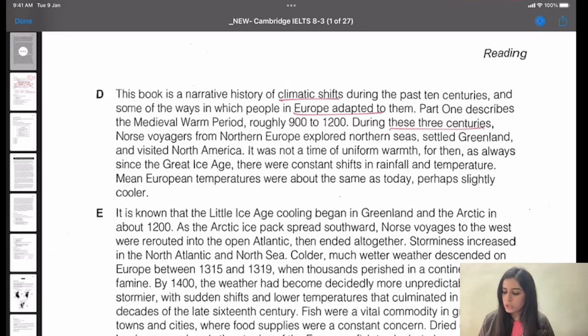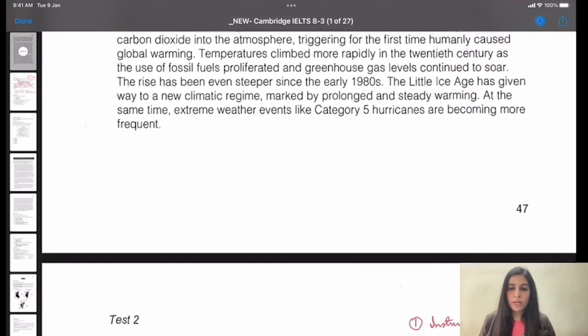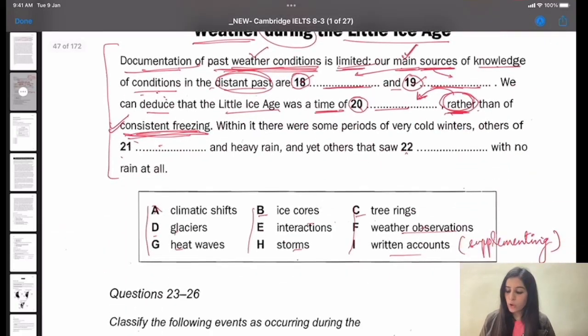During these 3 centuries, they explored northern seas, settled here, and it was not a time of uniform warmth for them. As always, the Great Ice Age, there were constant shifts in rainfall and temperature. So here, definitely they're talking about climatic shifts, but if we go back, they're not talking about little ice age anywhere, and they're not comparing it with what it was presumed to be. So let's go back there and we also read the last sentence and underline the keywords.